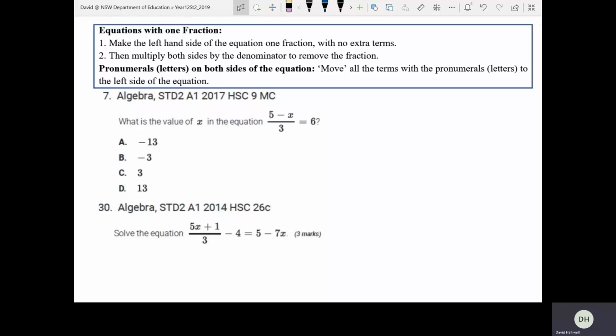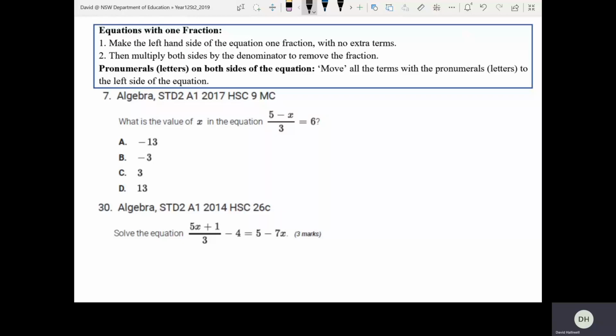Okay, next we're going to look at solving equations. We're going to have a look at some tricky ones. If you've got one equation with one fraction, my suggestion is make the left side one fraction, no extra bits, then multiply by the denominator to remove the fraction. Okay, and also if you're solving equations where you've got pronumerals on both sides of the equation, move all the terms with the pronumerals over to the left side.